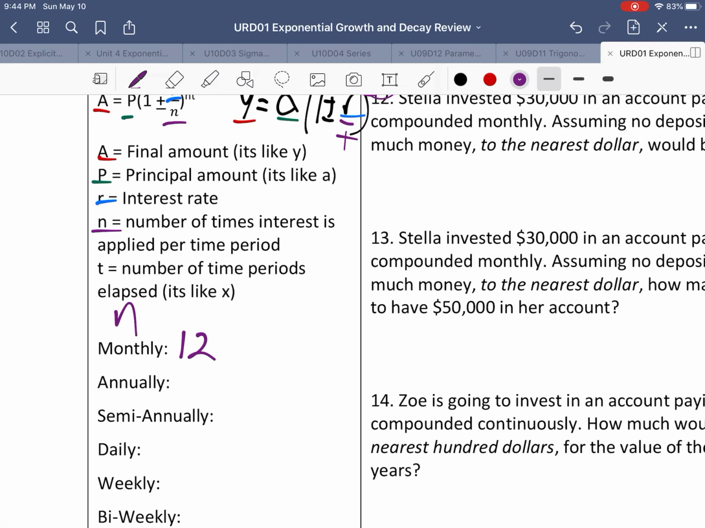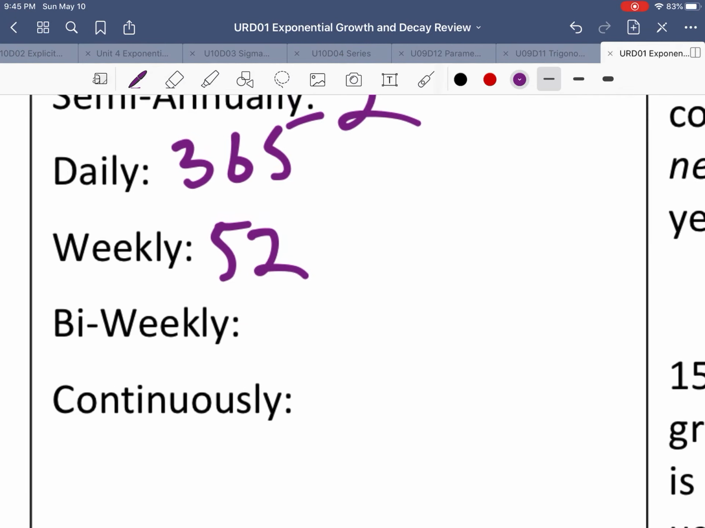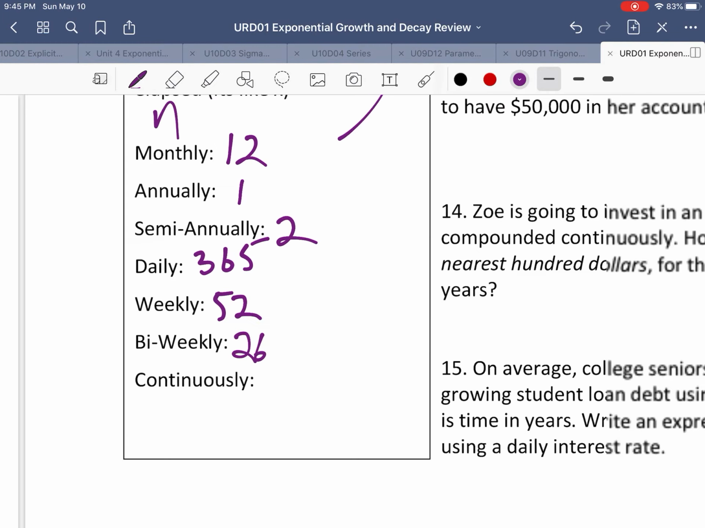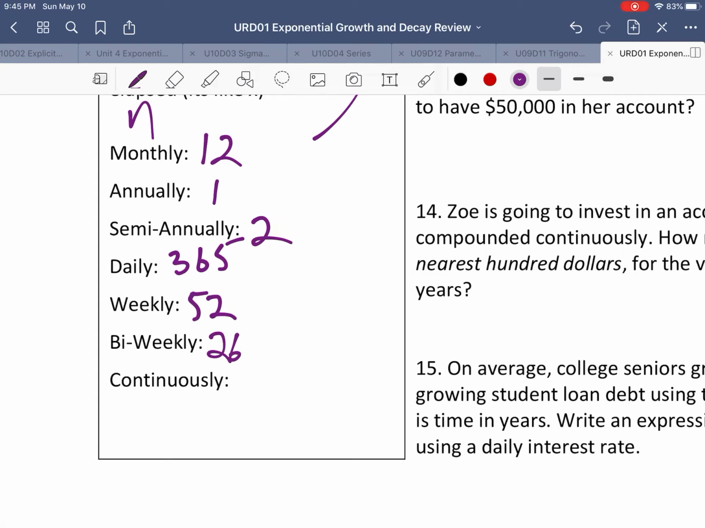So if something is done monthly, it's going to be done 12 times. These are for your n values. Annually means once per year, so that's kind of the standard formula. Semi-annually is twice a year. Daily is 365 times in a year. Weekly is 52 times in a year. Bi-weekly means every other week, so 26 times in a year. There's also quarterly, which would be 4 times in a year. And continuously is infinitely many times, so at all points.